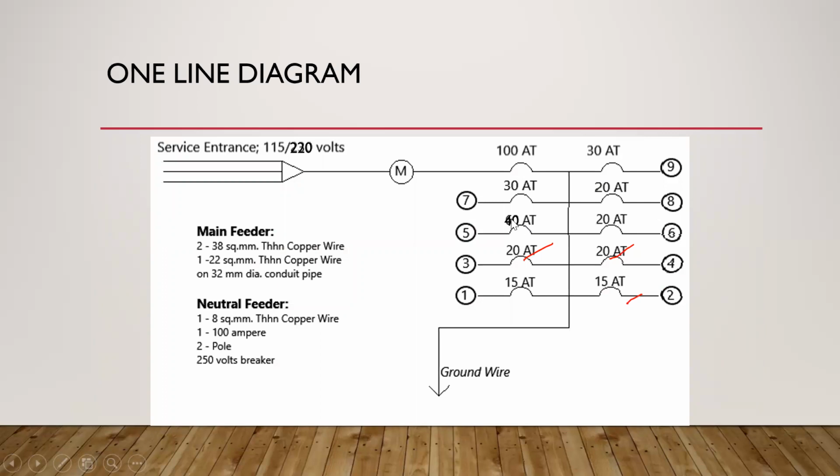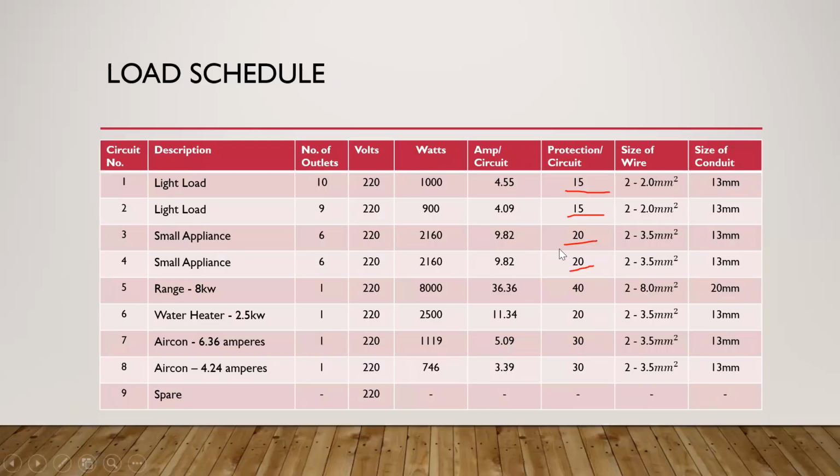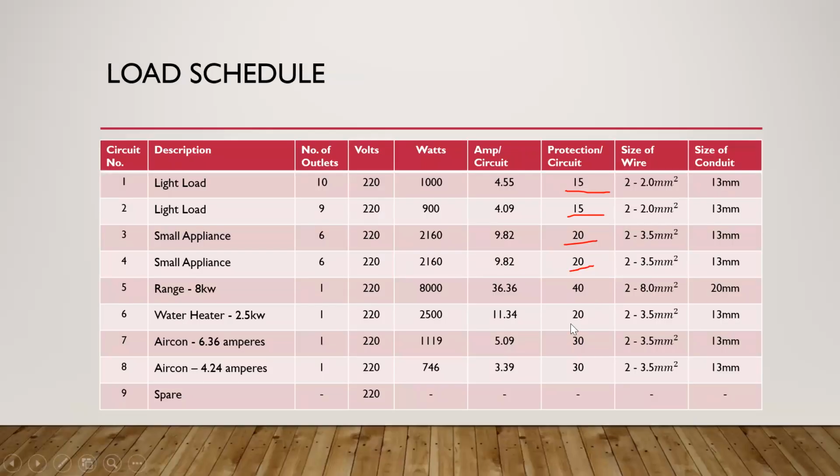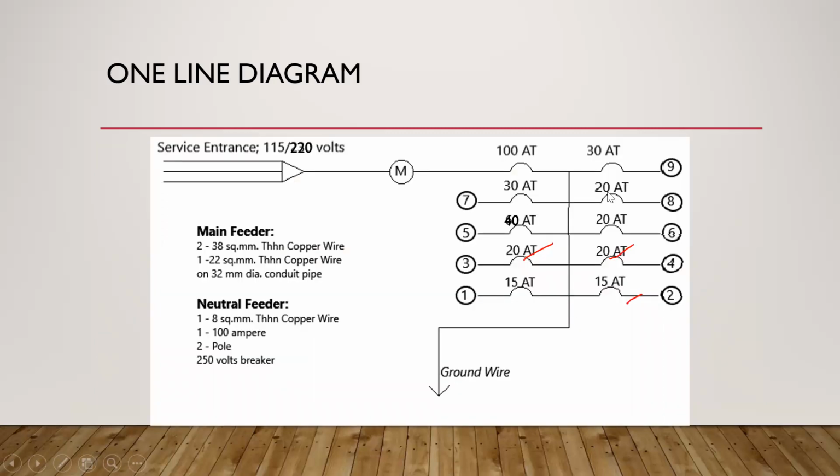Mali. 60 ito. 60 dapat ito. Ay, hindi. Tama. 40. Tama. Sorry, dito pa ako nag-discuss. Okay. Circuit number 5, 40 ampere fuse. Circuit number 6, 20 ampere fuse. Circuit number 7 and 8 is 30 ampere fuse. Sorry. So dapat sa circuit number 9, meron tayong spare na 20 ampere fuse.